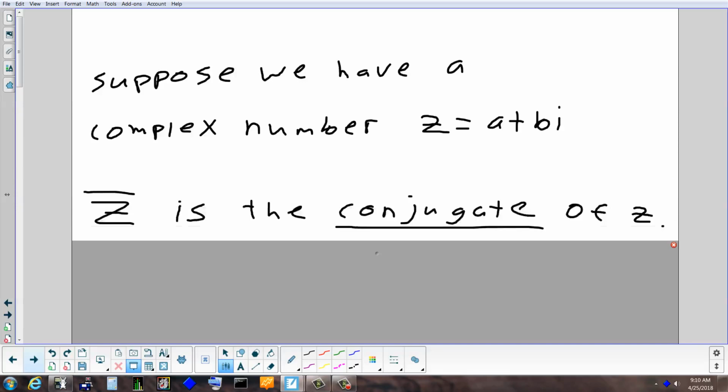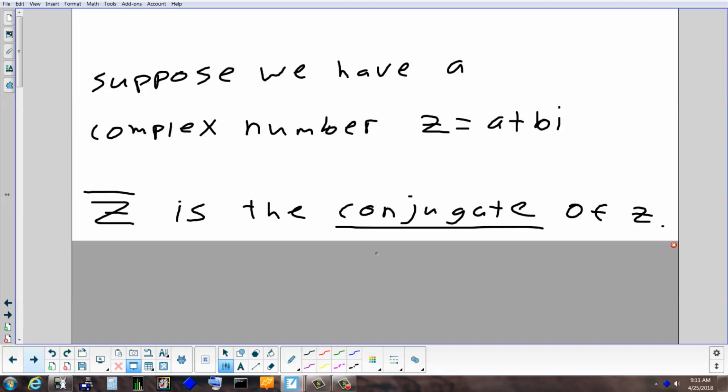So let's suppose you had a complex number. I'm going to call it z. And this complex number z that I'm thinking of has a real part and an imaginary part. a is some number and b is some number. Well, there's something that we call the conjugate. And this is the symbol for the conjugate. It's the letter with a bar over it. So z is the complex number I'm thinking of in my head. Z bar is the conjugate of the complex number I'm thinking of.